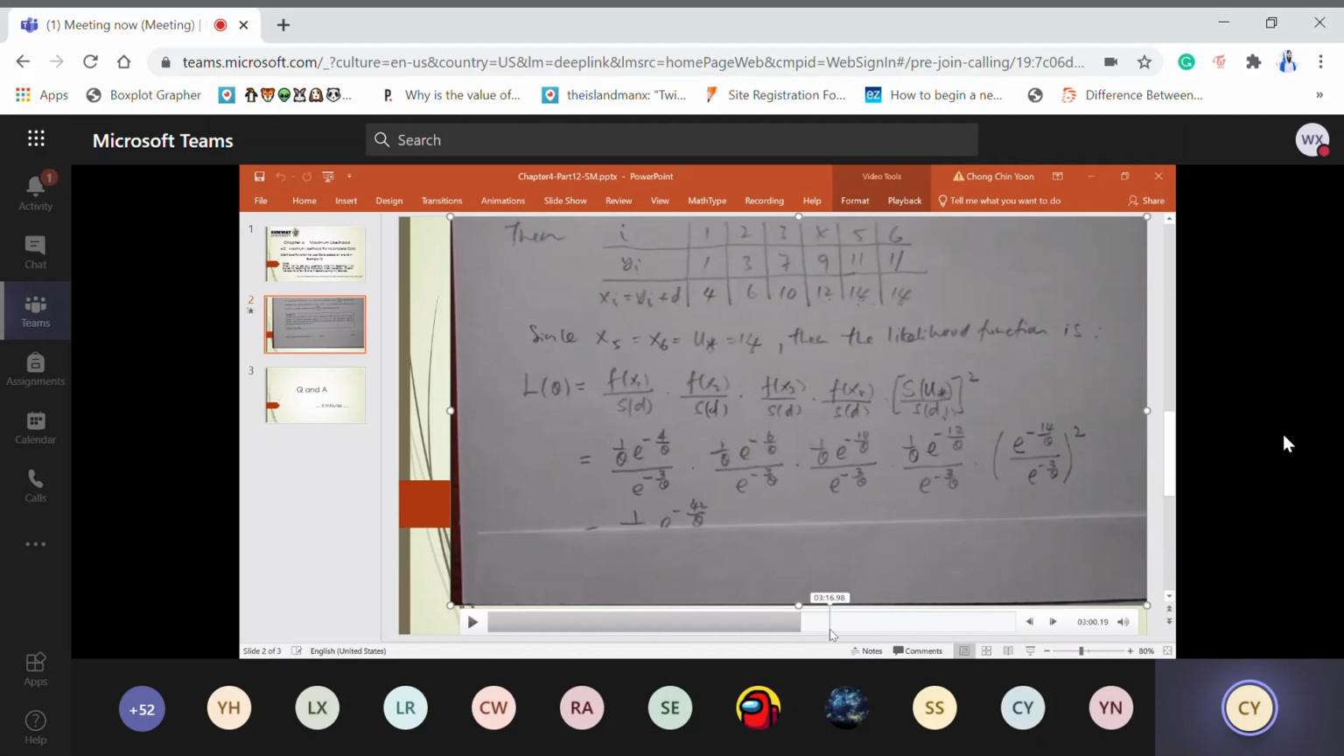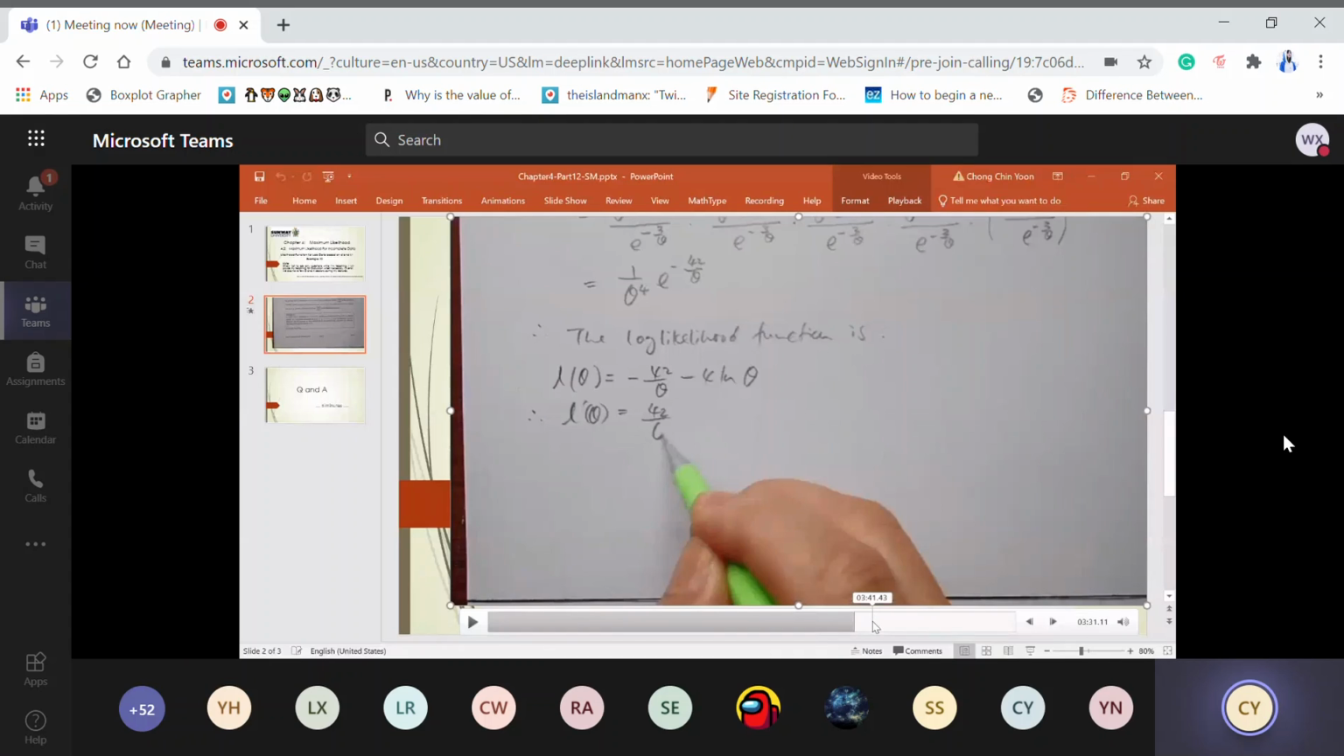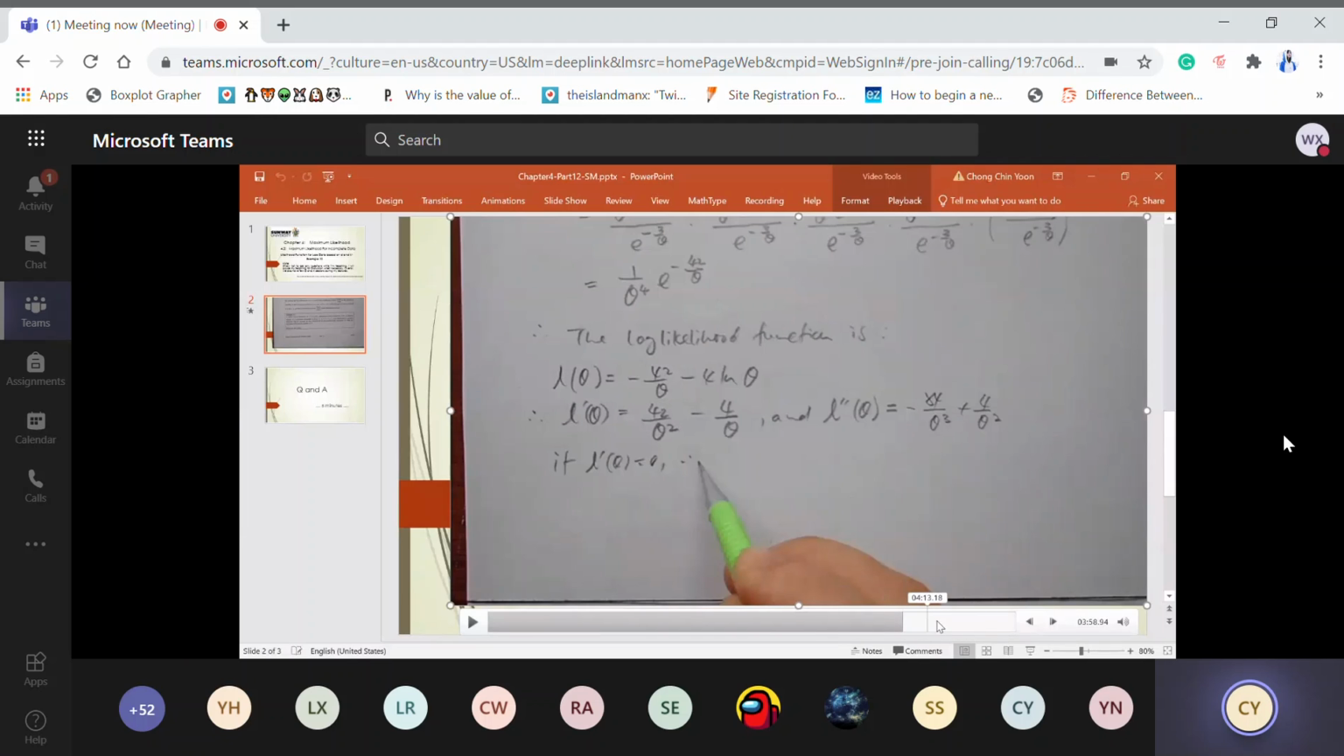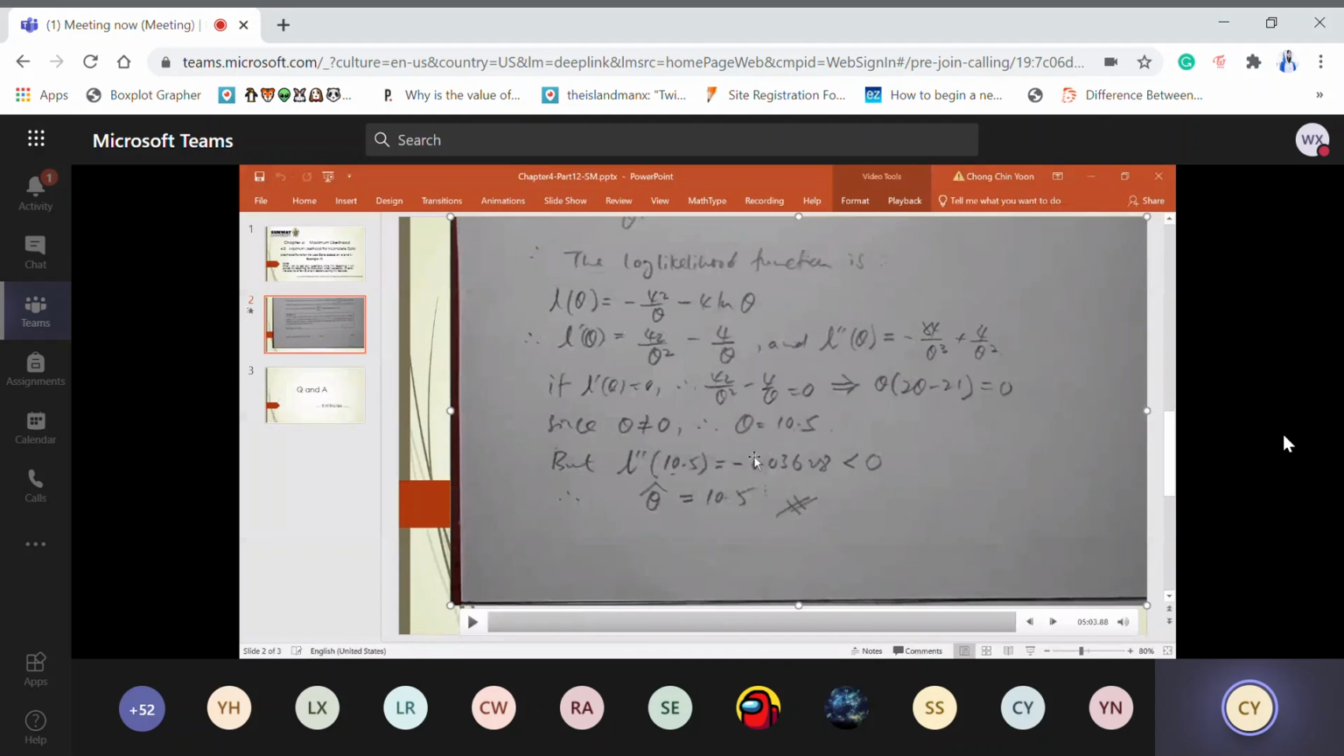If you simplify, you will have this. You take the log likelihood, and then take the first order and second order derivatives. You will get a very simple result. At slope equal to 0, and testing with the second order, you find that 10.5 is the maximum estimate of this parameter. So we have covered this MLE. Before I go to the next new section, transformation, maybe I will do a simple revision only for this incomplete data.